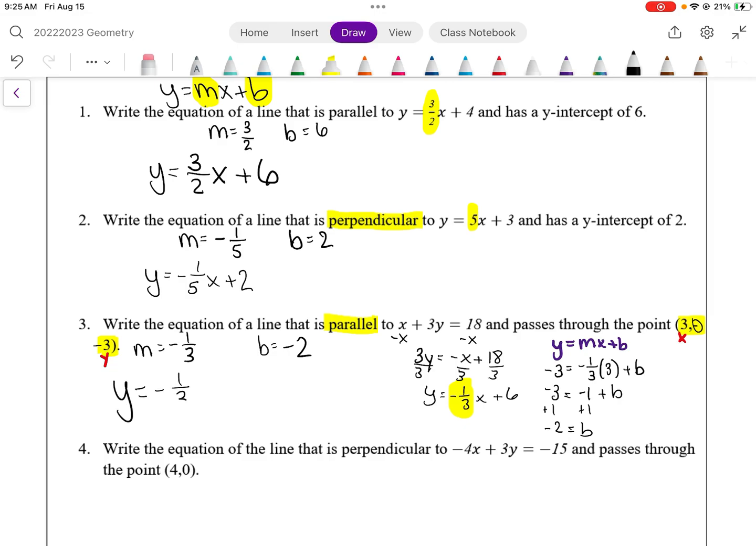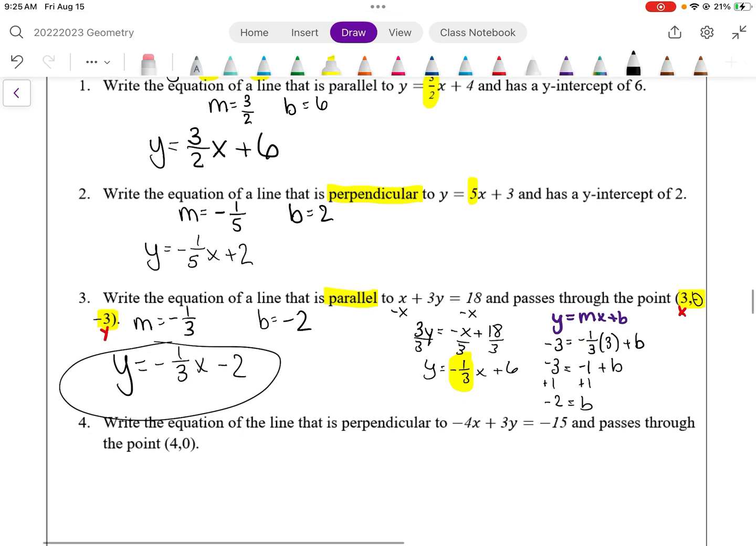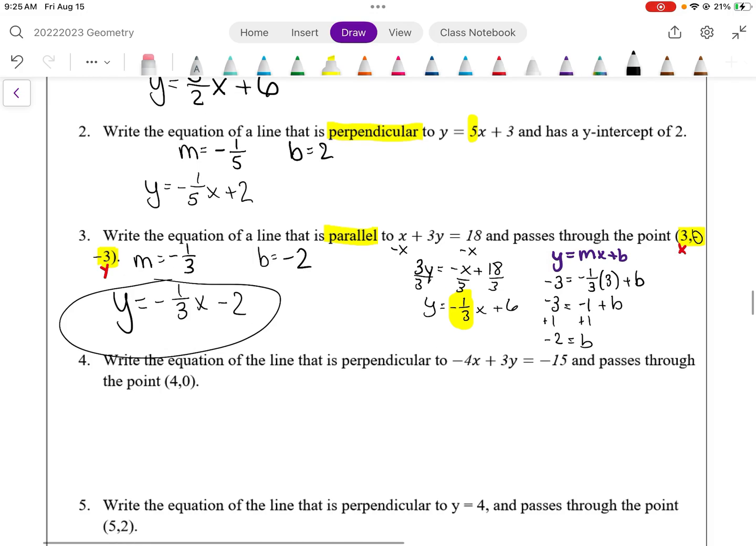Look over here on the left. We know what our slope is. We now know what our b is. Our equation is y equals negative 1/3 x minus 2.